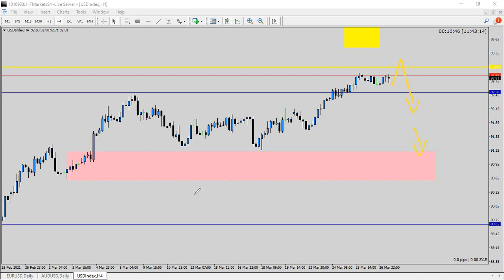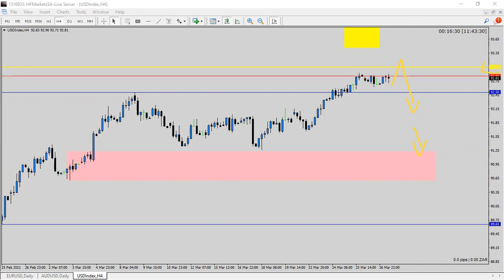So overall on the dollar going into the next week, I would expect that at the beginning of the week we'd see some sort of bullishness coming into this market, right? However, for the long term, for the remainder of the week, I would actually expect the dollar to come back down into this area here.